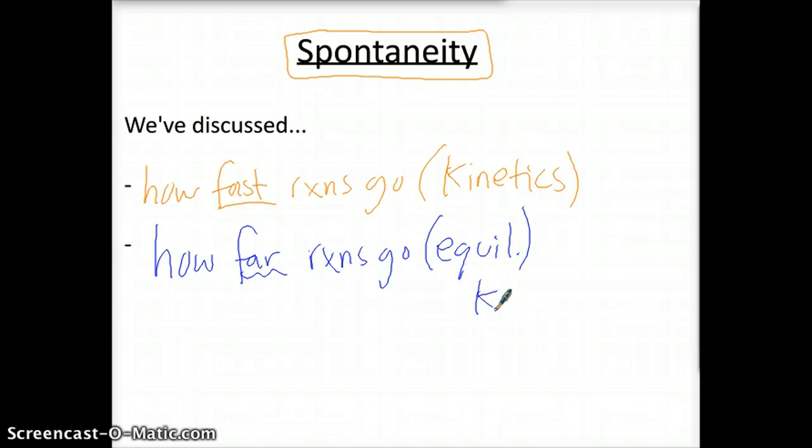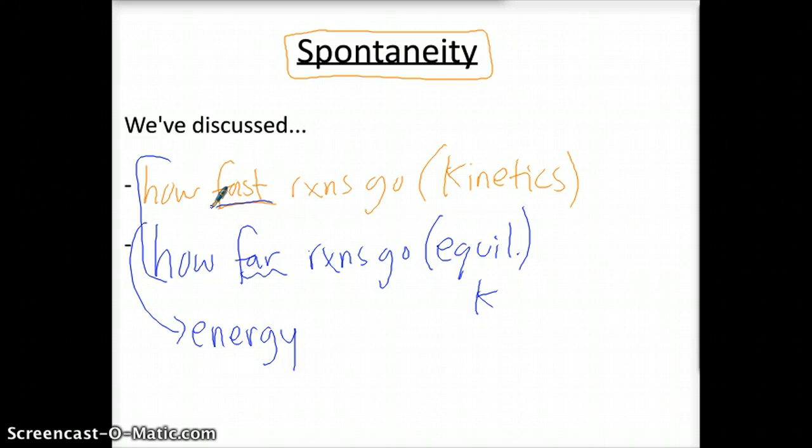In this unit, thermodynamics, we're going to try to figure out how these things are related to energy. Because we know that all reactions involve changes in energy. And will those changes in energy allow us to predict how fast reactions go, or how far they go, and vice versa? That's what we're going to discuss. So just a quick little review first.